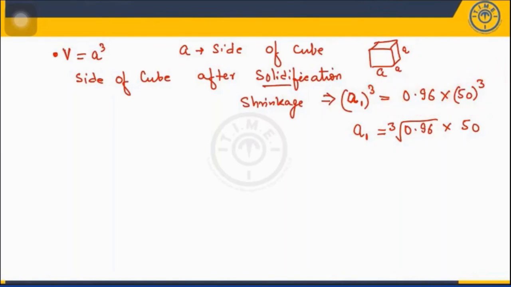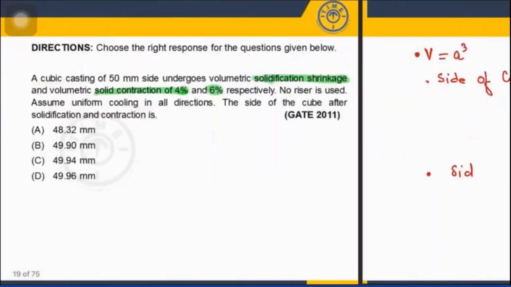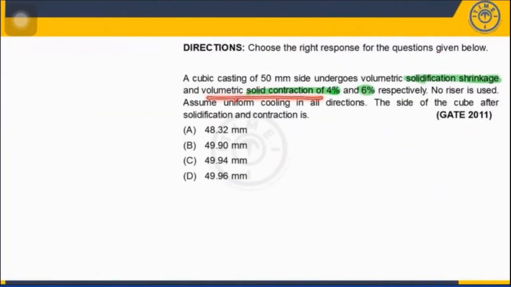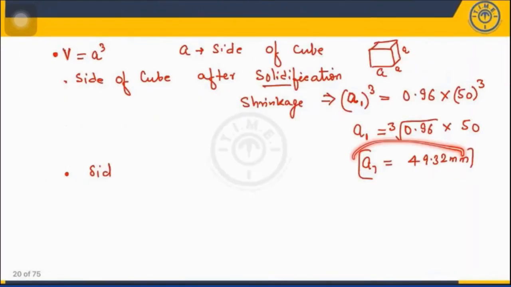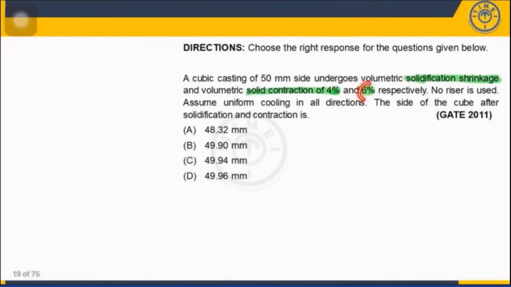So after the first solidification, the A1 value is 49.32 mm. This is the side of the cube after the first solidification. Now again solidification is happening. What is the second one? The volumetric solid contraction is given as 6%. That means whatever side you got, now again it is contracting by 6%.